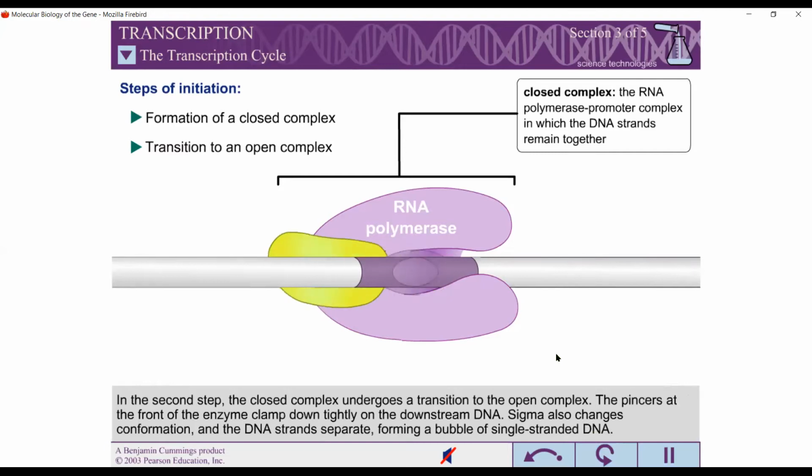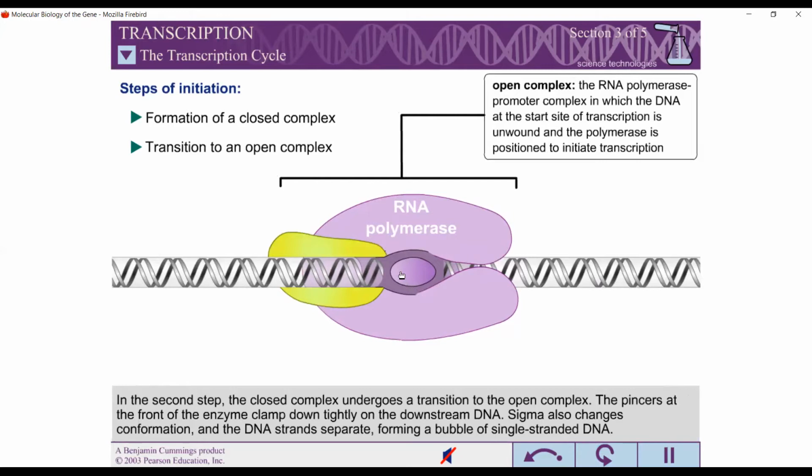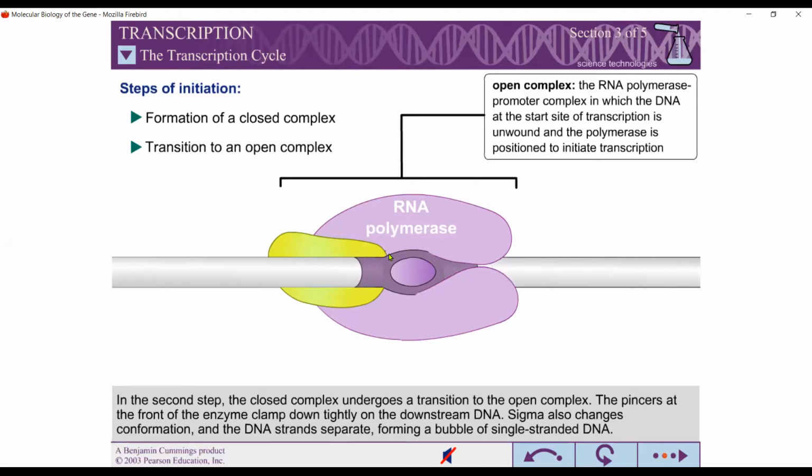In the second step, what happens? As you saw, the closed promoter complex undergoes a transition to the open promoter complex. While discussing prokaryotic transcription initiation, initially we saw the polymerase bound itself loosely with the -35 region, and the moment it attaches itself more closely with the -10 region, there is an opening of the DNA double helix for around 17 to 18 base pairs. That is what I had said.